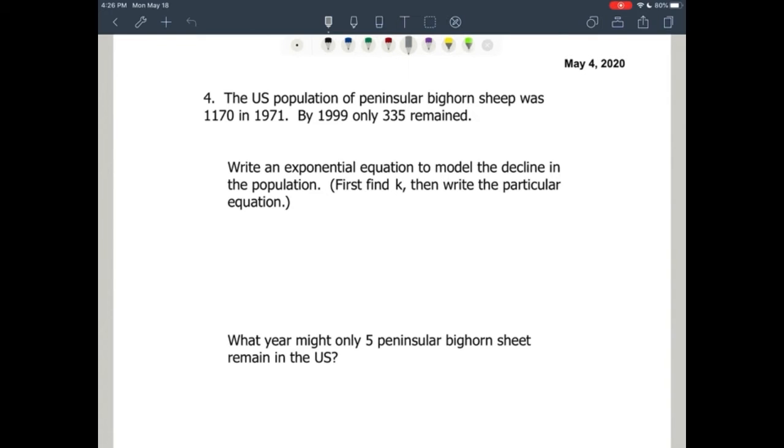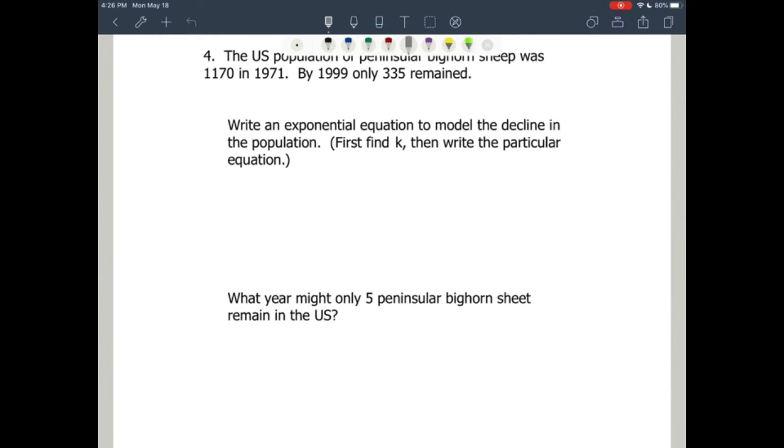Write an exponential equation to model the decline in the population. So you first have to find k, then write the particular equation. This is going to be something that you can try. Then see if you can even find the year that only 5 bighorn sheep remain in the U.S. See if you can find that approximated year in which that's going to happen. And when you're ready, press play and come on back, and I'll be going over it with you.